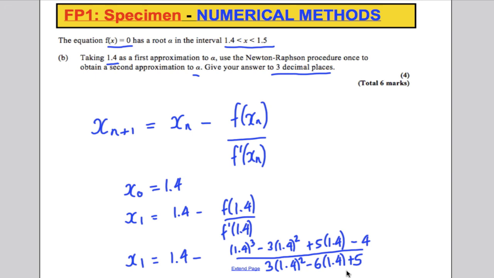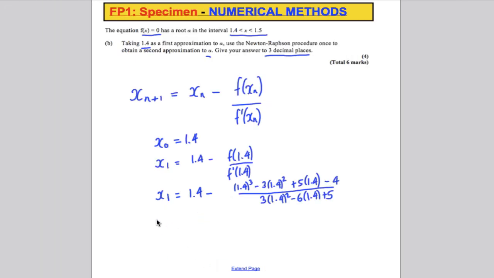And I get for my answer 1.455. So, rounding appropriately, x1 is equal to 1.455 to 3 decimal places. And we're done. We've got ourselves 6 easy marks.